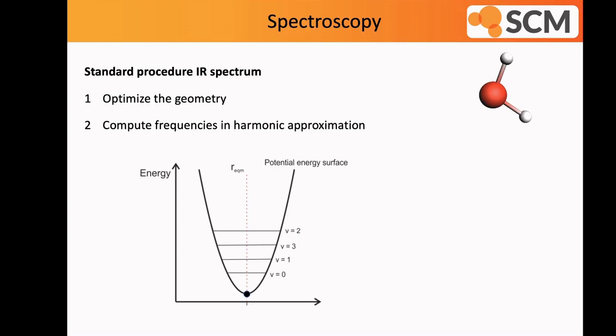So I will start with just the standard static procedure to compute an IR spectrum, which I assume most people will be familiar with. The general approach is first to optimize the geometry so that we are firmly at the minimum of a potential energy well, and then once there, adopt the harmonic approximation, so assume that the well is harmonic in every direction and compute the frequencies. So let's very quickly demonstrate how this is generally done.